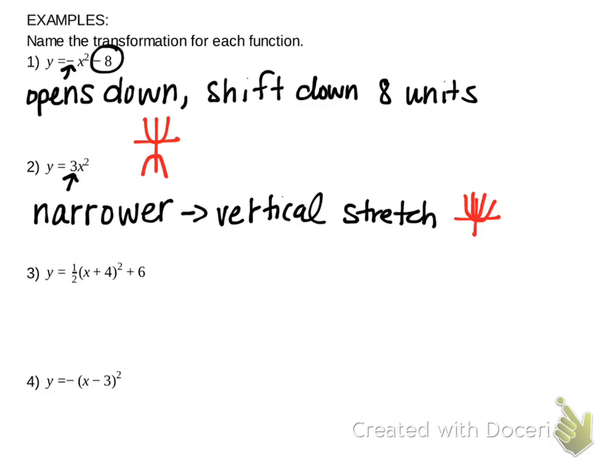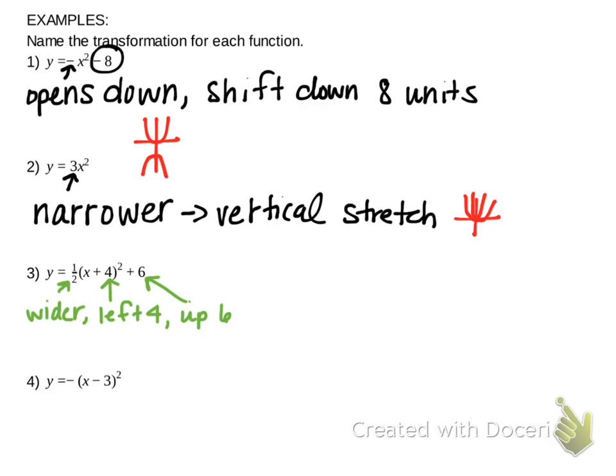On the next one, you can see lots of things are going on here. I'll start with the far left. You can see that I have this 1/2. That 1/2 is going to make it wider, or a vertical shrink. A vertical shrink would make it wider. It's kind of pushing down, compressing it. Then the +4 is not right 4, it's actually left 4. That's this one here. And then the +6 is going to be up 6.